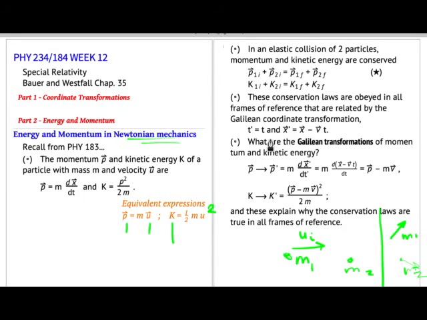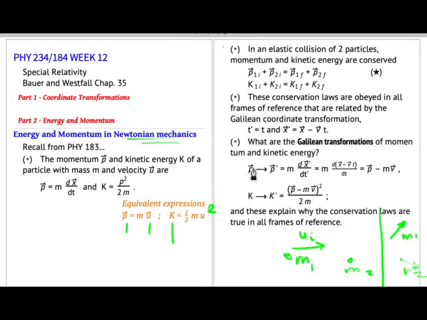Now, while we're talking about Galilean transformations, we could also ask, what are the Galilean transformations of momentum and kinetic energy? These are the coordinate transformations. What are the dynamical transformations? In other words, suppose I consider momentum p and kinetic energy K in one frame of reference, and I also consider the momentum and the kinetic energy in a different frame of reference, so I call them p prime and K prime.